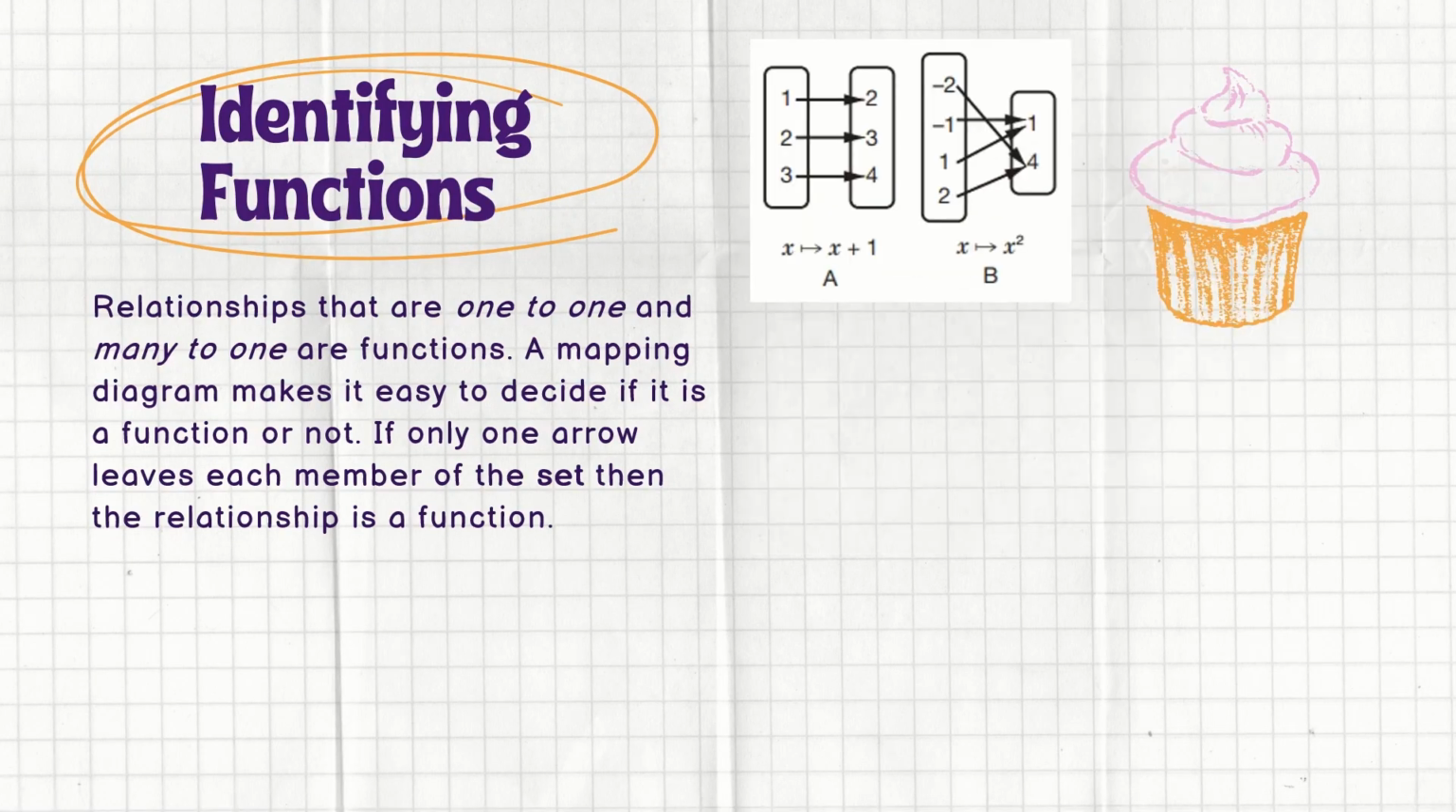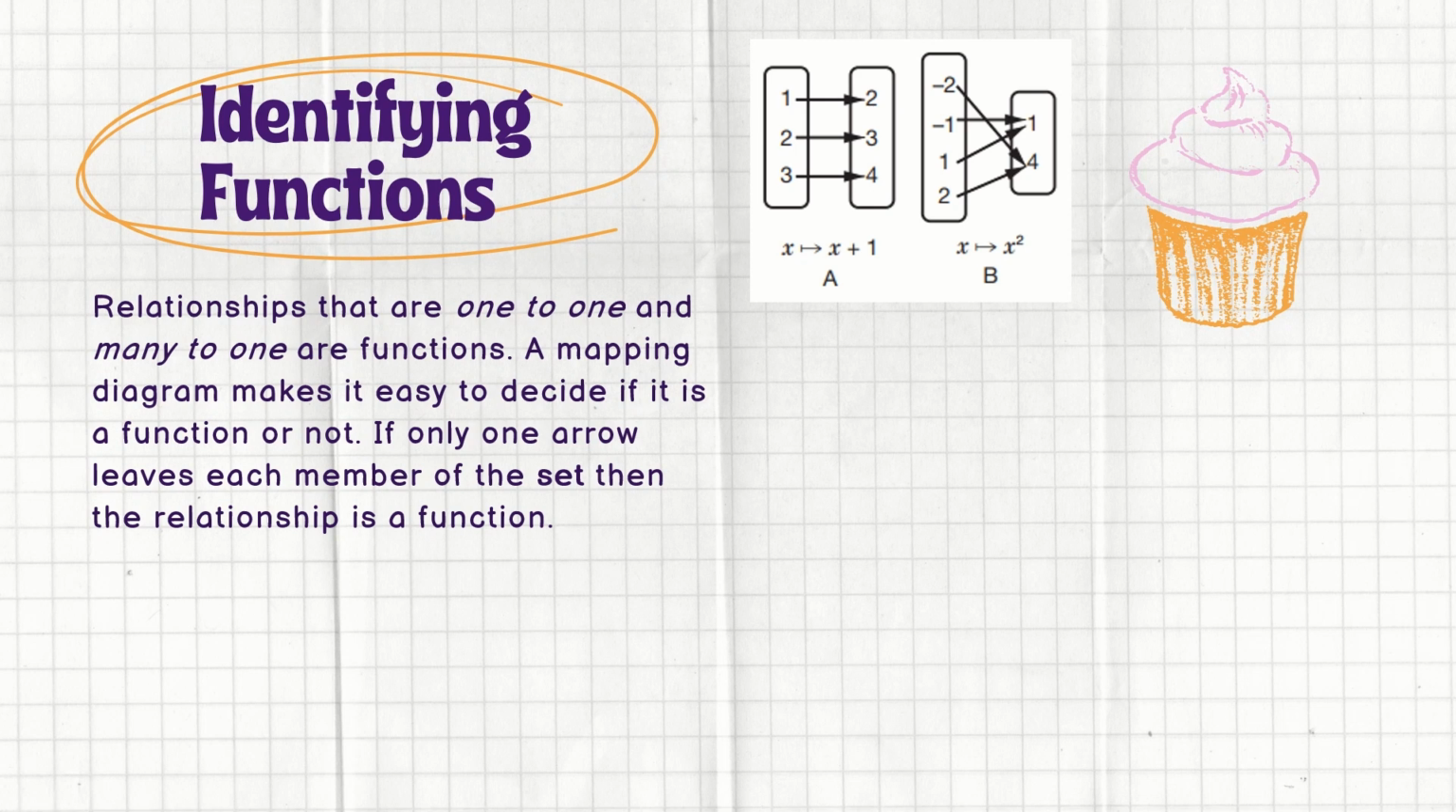For example, look at these two diagrams. First diagram is diagram A. A is a function, as each element of the first set maps to exactly one element of the second set. It is called a one-to-one function. As you can see, 1 maps to 2, 2 maps to 3, and 3 maps to 4.